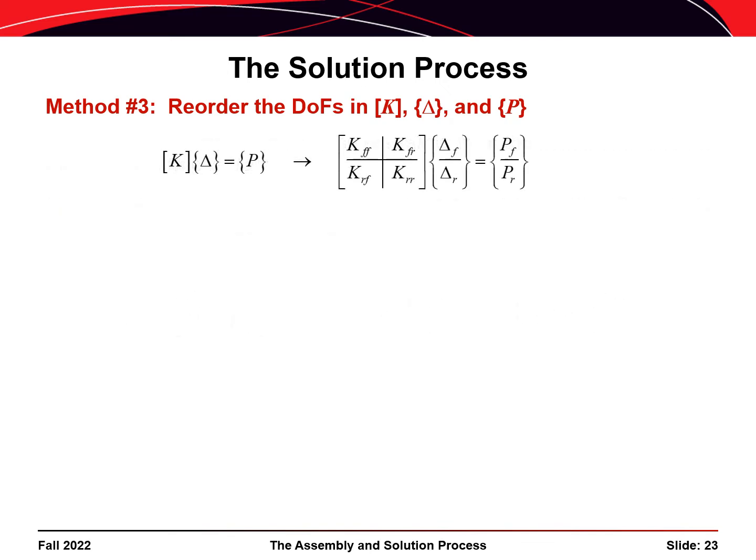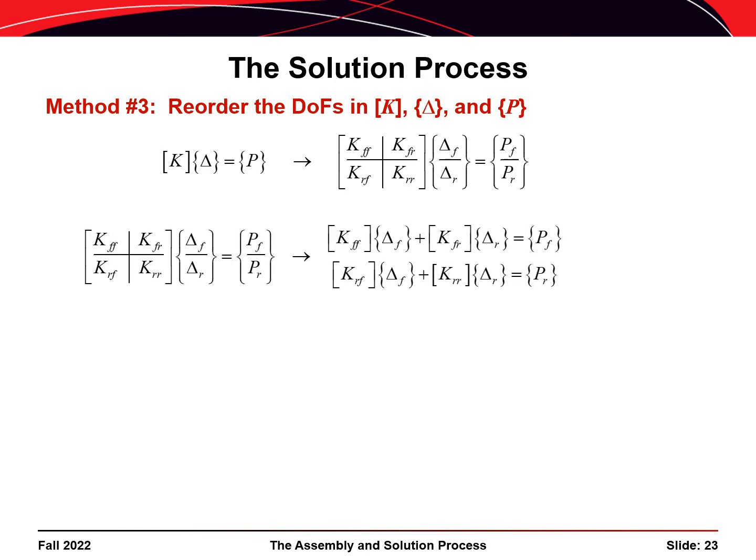With this third approach, the system of equations goes from K times delta equals P to the expanded form that is shown here. If this is further expanded using matrix multiplication, then we develop two equations. One that results in K sub FF times delta sub F plus K sub FR times delta sub R equals P sub F. And a second equation that results in K sub RF times delta sub F plus K sub RR times delta sub R equals P sub R.